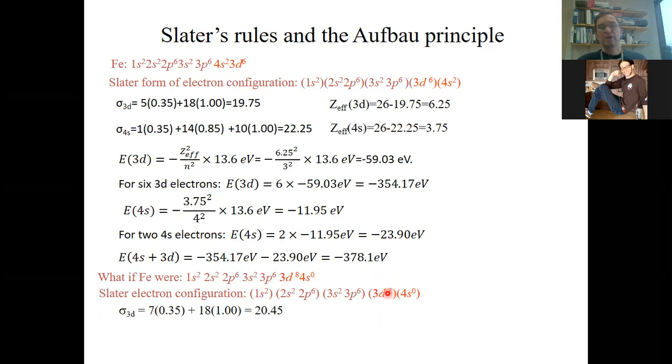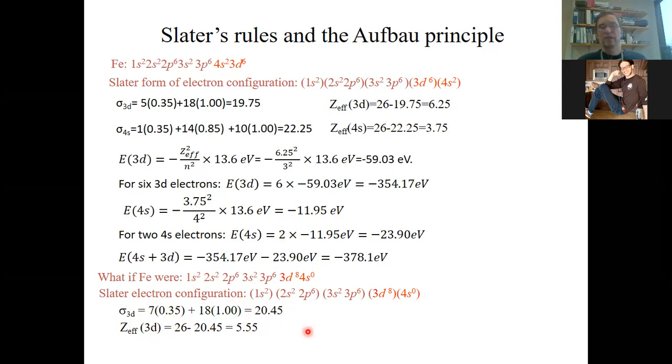So we see that we have 7 of them in the same group compared to the one 3D orbital that we look at. So we have 7 times 0.35. And then we have 18 electrons, these ones here, left to that 3D electron, and those are fully shielded. They have a factor of 1, and then 7 times 0.35 plus 18 times 1 gives 20.45. Now what's the effective nuclear charge? Well, that's 26 minus that value, and that's 5.55.